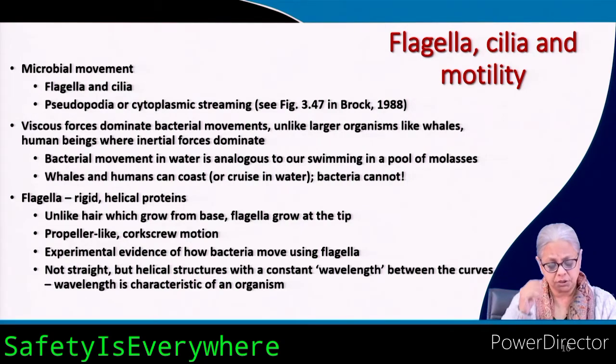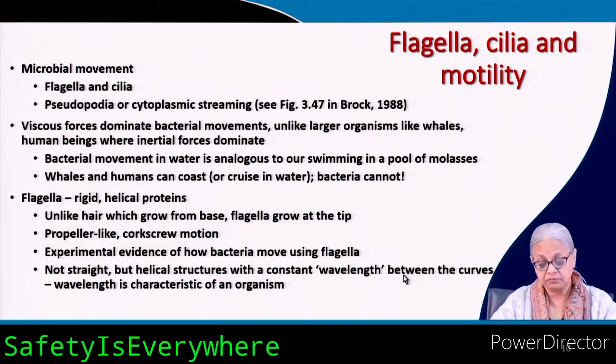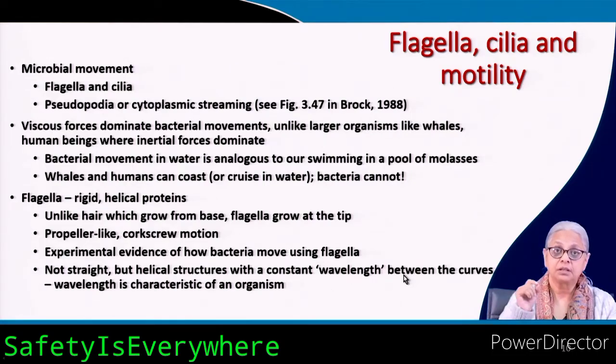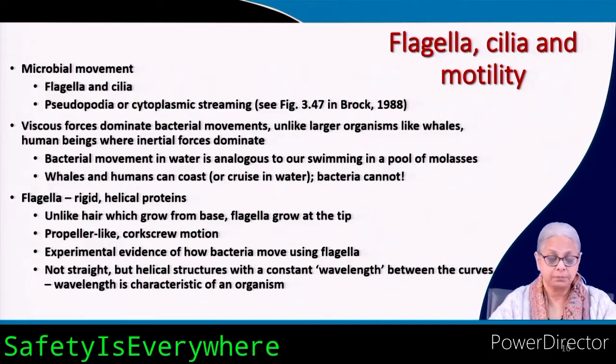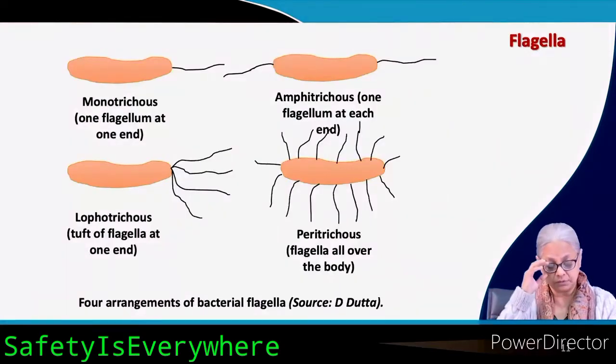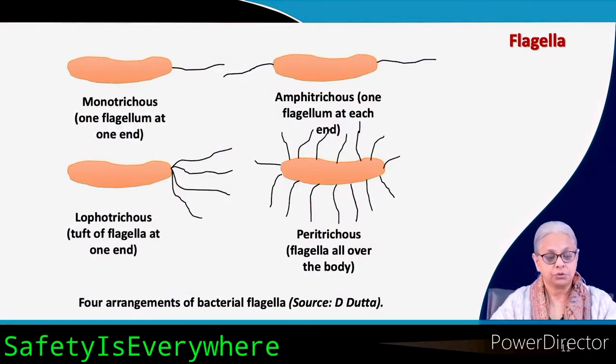The textbook has several examples, experimental evidence of how bacteria move using flagella. They are not straight, they are helical structures with a constant wavelength, and that wavelength is used to define the species of a particular bacteria. So let's take a look at different types of arrangements of bacterial flagella. So we have the first one.